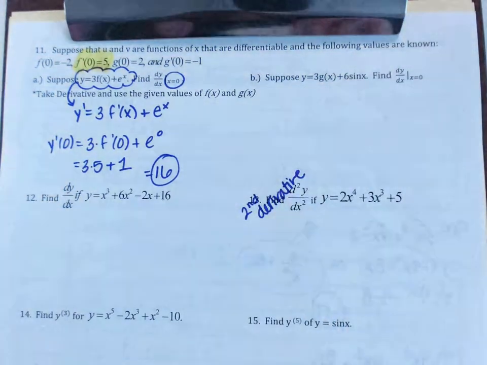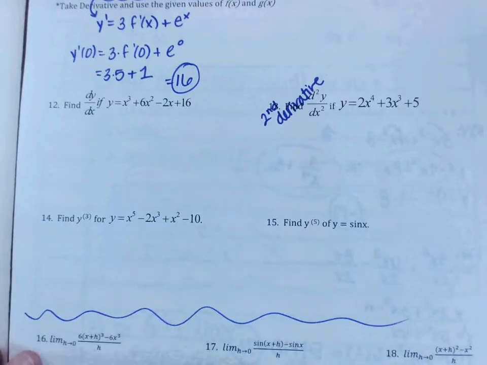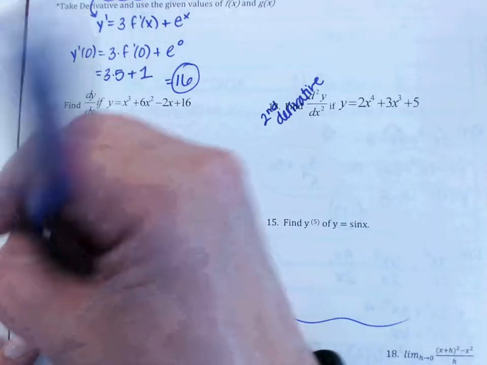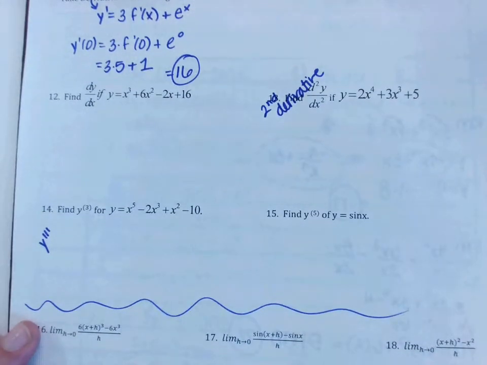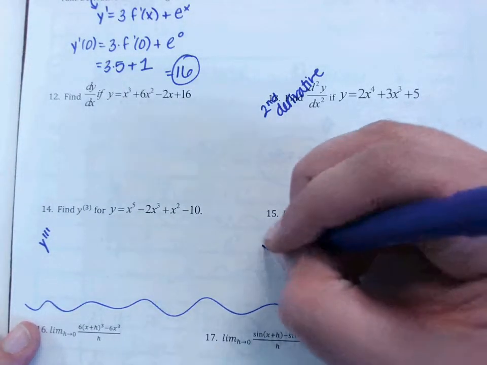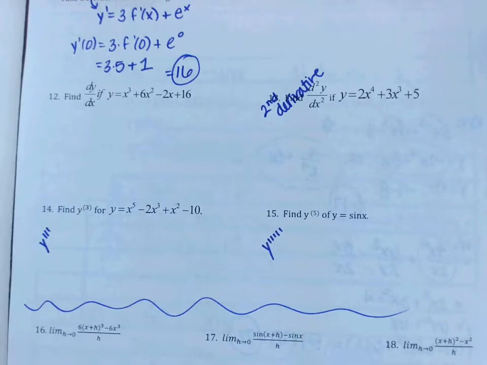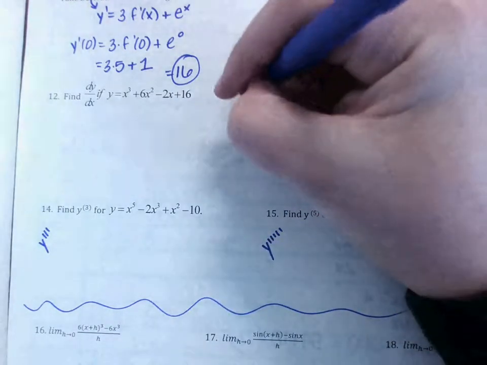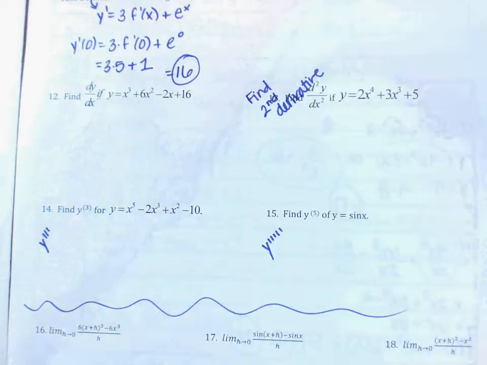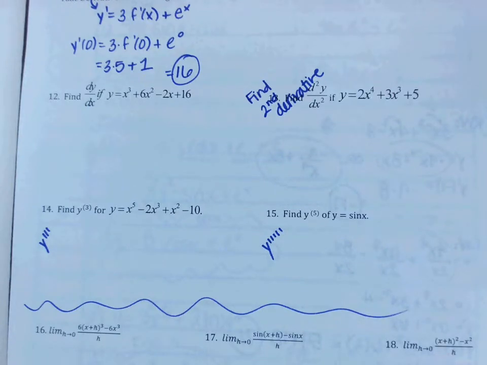And then when you get to number 14, y to the 3, that's the same as y prime prime prime. So you'd be taking the third derivative. What about y to the 5th? Wait, so, 1, 2, 3, 4, 5. So is that first one right there the first derivative? No, that's the original, so you're taking the derivative twice. So let me put find second derivative. Okay? Got it.